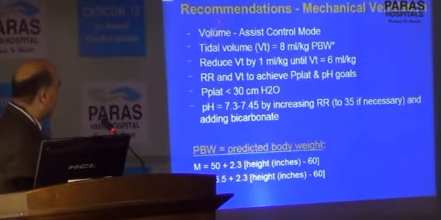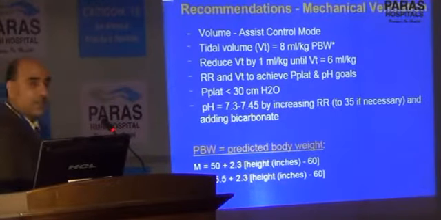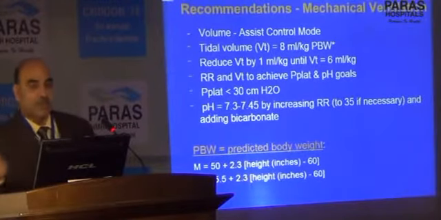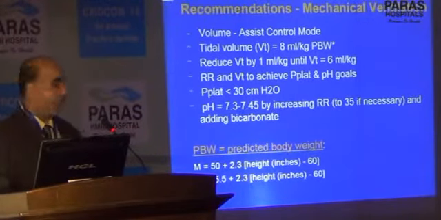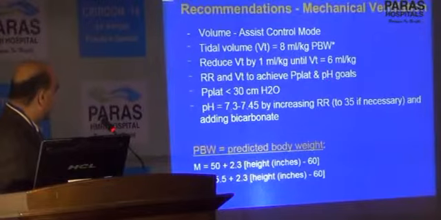You can find it in almost all books nowadays, because it is the standard of practice. You start with volume assist control mode, set a tidal volume of 8 ml per kg predicted weight, and reduce the tidal volume by 1 ml per kg until we achieve 6 ml per kg body weight. Never try to start at 6 ml per kg from the start, because the patient might have acute hypercarbia. And the respiratory rate you set according to your goals, and also plateau pressure less than 30.